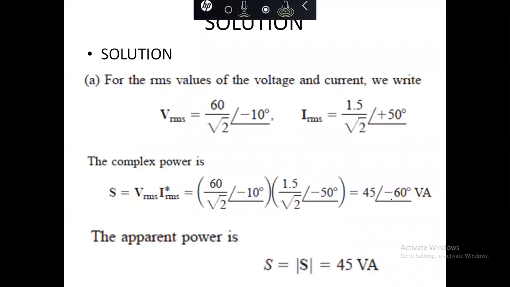So that's very simple. First, we have the given values. That value is the voltage, that value is Vm, right? And that value is Im.